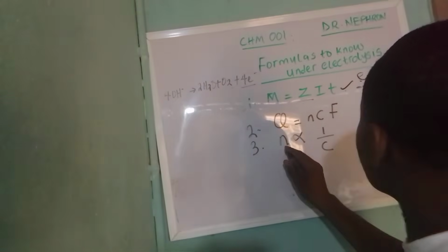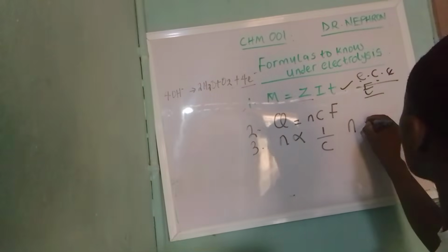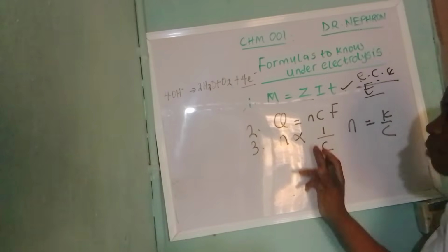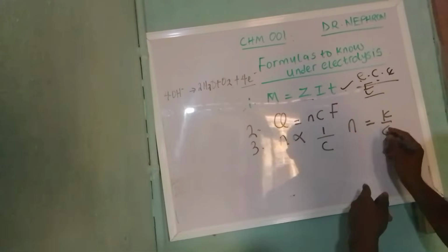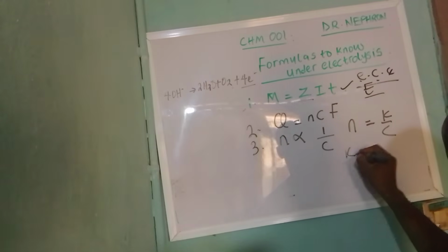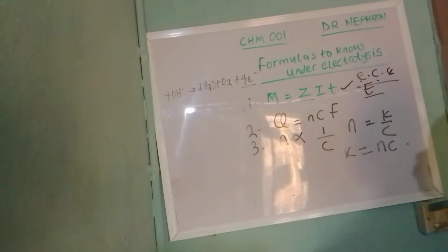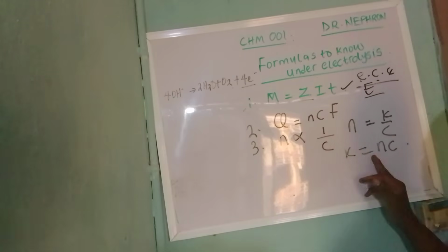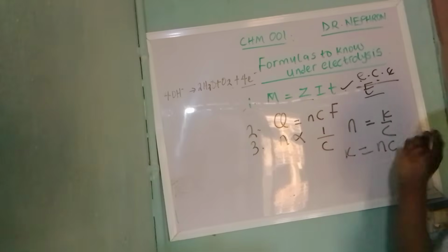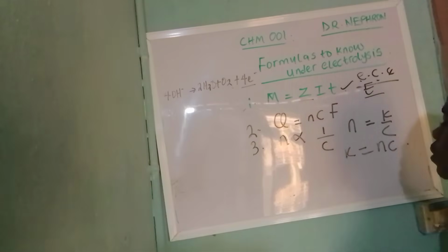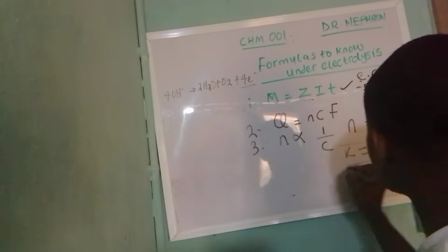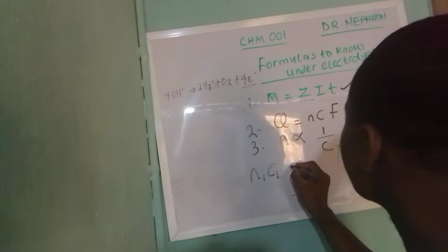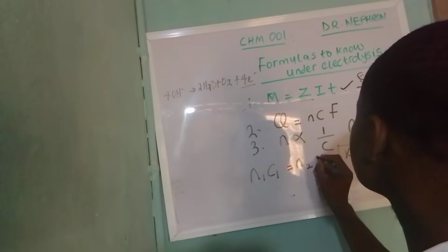This time around, if I remove this sign, I will have n equal to k over c. If I now cross multiply, I'll have k equal to nc. Do you get it now? K equal to nc, and what's my n? Number of mole. What's my c? The charge of the element deposited. So from this expression, I can have n1 c1 equal to n2 c2.